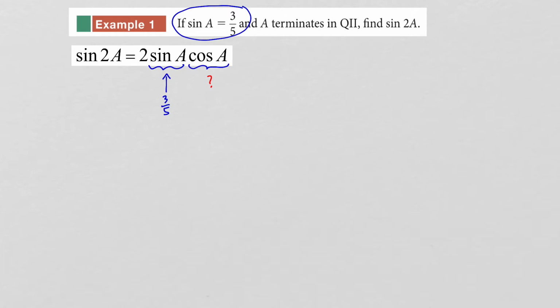But we do have some information about angle A. They tell us angle A terminates in the second quadrant. So the quickest, easiest way to figure out the cosine of angle A is just to draw a picture of what angle A might look like in the second quadrant. And I have a reference triangle, and we know that sine is 3/5, and so for this angle here, sine is opposite over hypotenuse. So this will be 3/5.